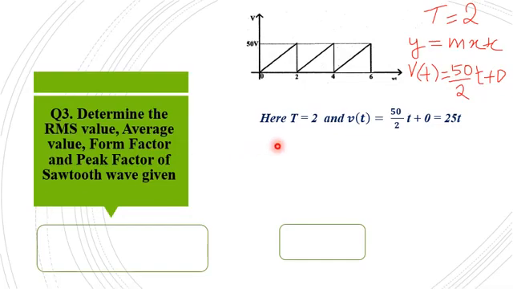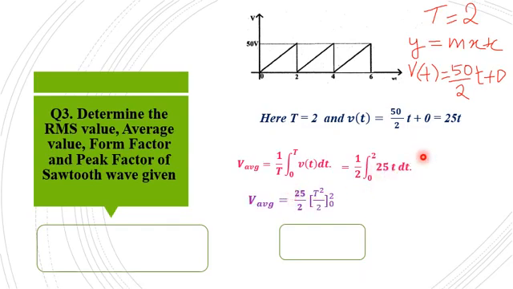Now next we can calculate the average value. So average value V average is equal to 1 by T integral 0 to T V of t dt. So substituting T as 2, V of t as 25t, and integrating, we get it as 25 by 2, since 25 is a constant. Then the integral of t is equal to t square by 2, and applying the limits 0 to 2, we get the average value as 25 volt.